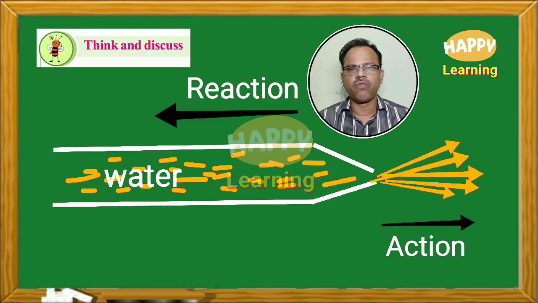So the force on the ejecting water is the action, and the force on the hose pipe is the reaction. So action and reaction are equal and opposite. Ejection of water is action, force on the hose pipe is the reaction. If the man cannot hold that pipe, it slips all the time, so he has to strain a lot to hold that hose pipe.